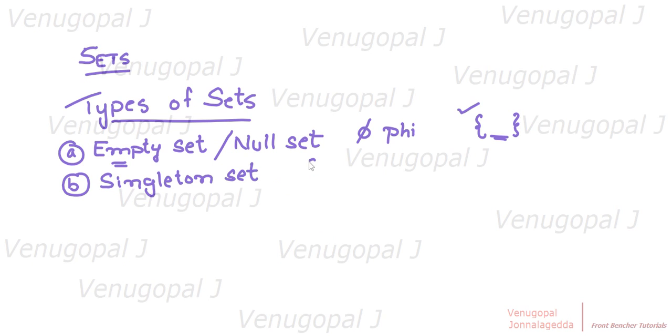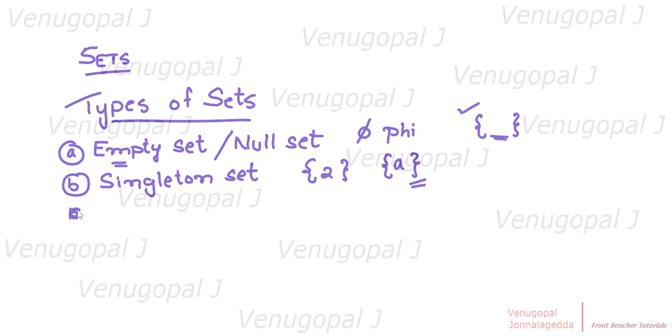So for example, if you have 2 as an element, a single element, or you have an alphabet A, which is a single element in a set. So that's called a singleton set.